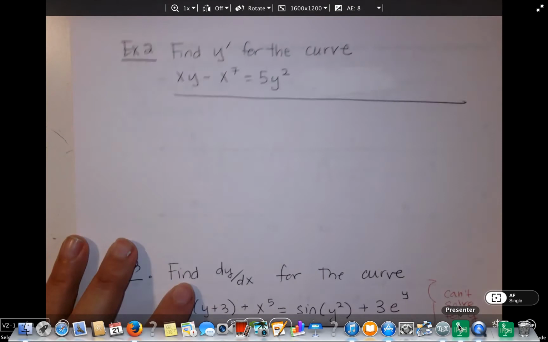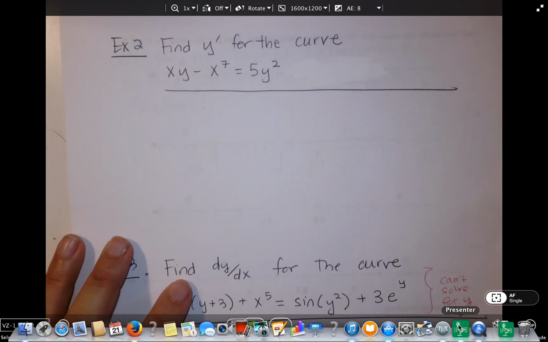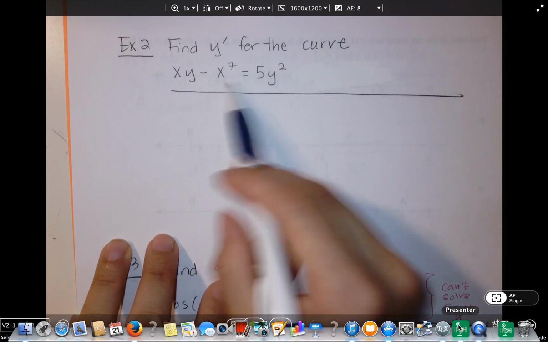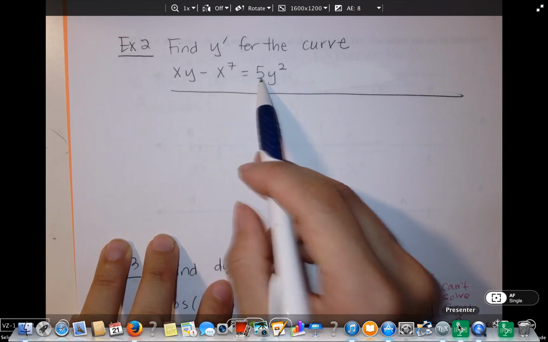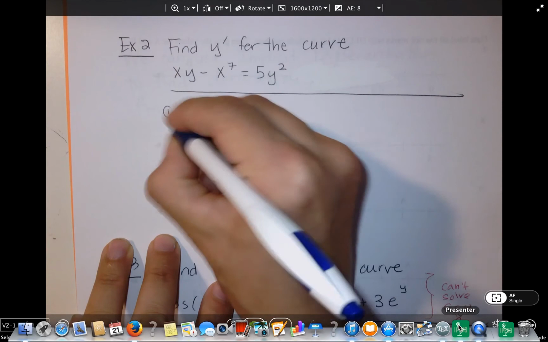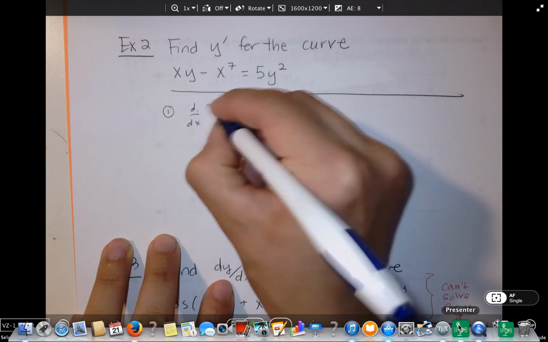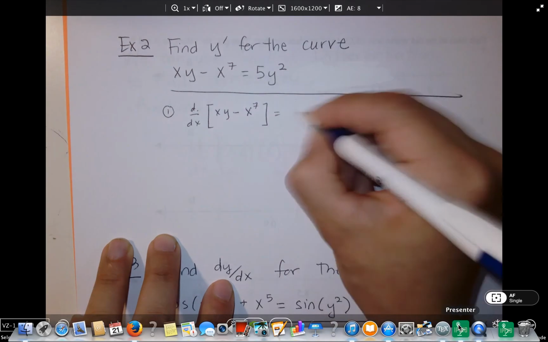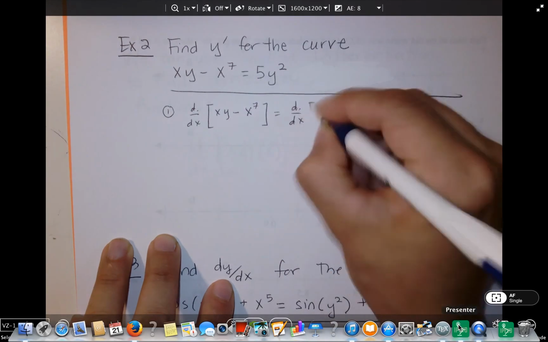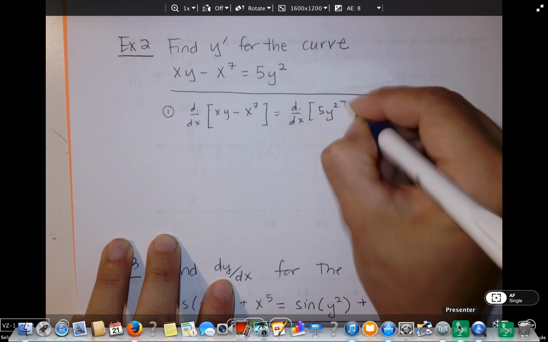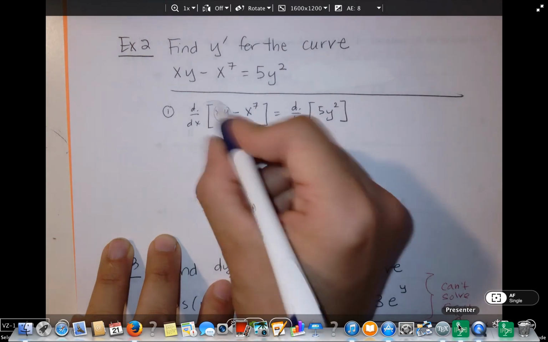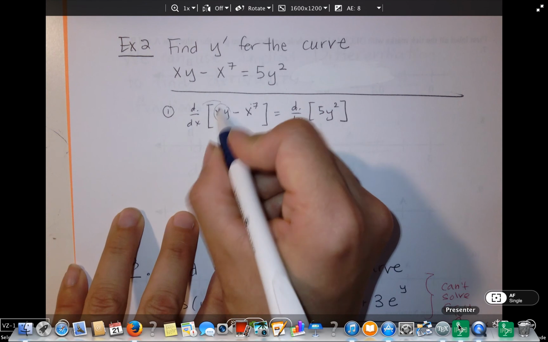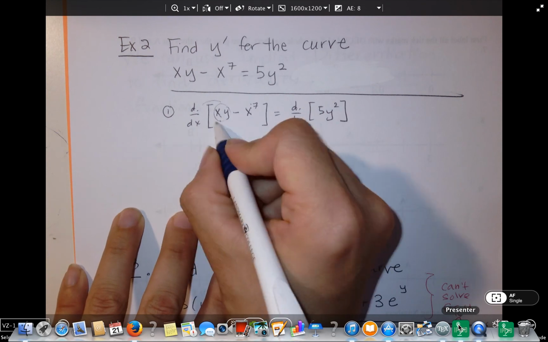Here is one more example. Find y prime for the curve xy minus x to the 7th equals 5y squared. So I'm going to do the steps once again. I'm going to differentiate with respect to x. And here I have to use the product rule.